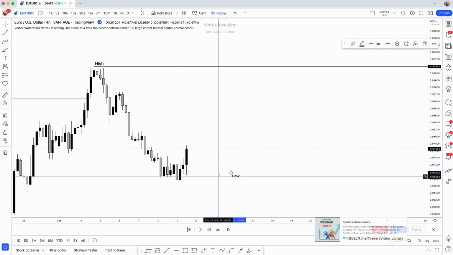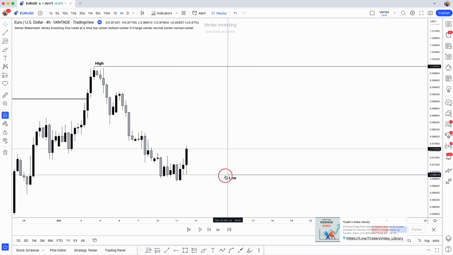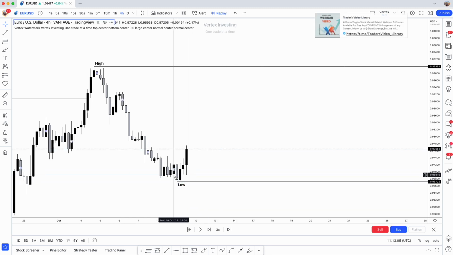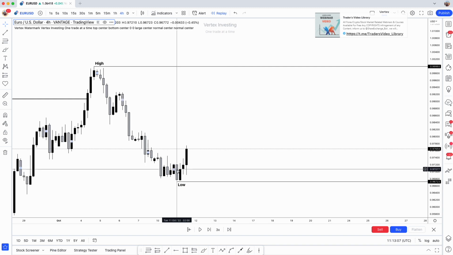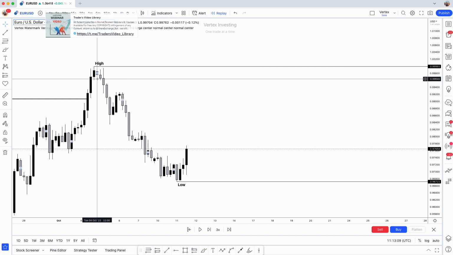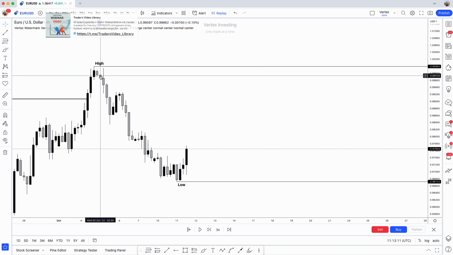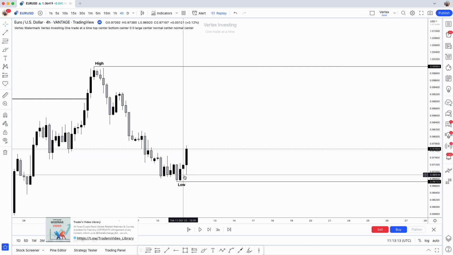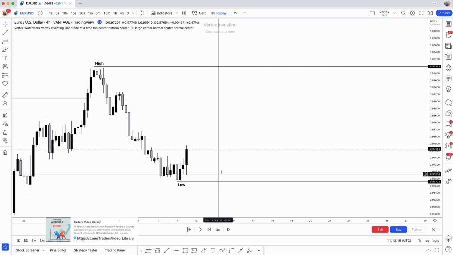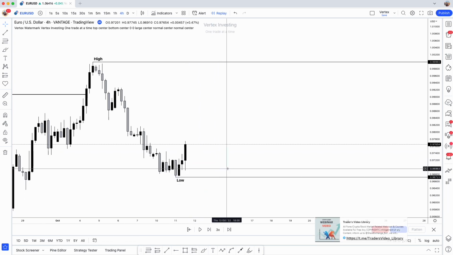Where are we going to move it to? We're going to move it to the lowest part of the move, which is this one here. This is the lowest wick of this move. Again, it's a similar situation to the one up here, in that the candle that was actually broken did not create a low wick at all in terms of the lowest part of the move.